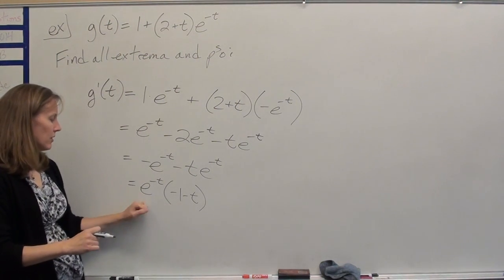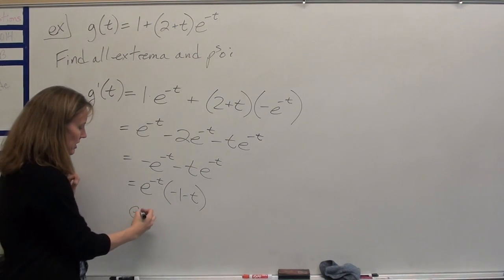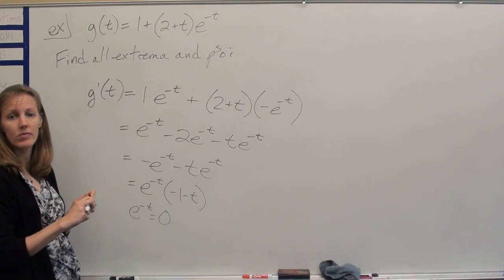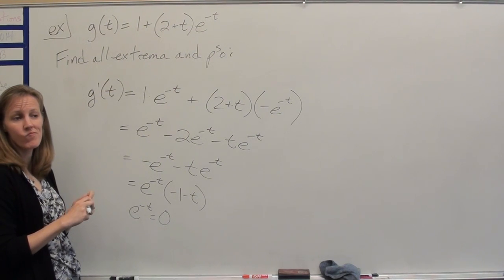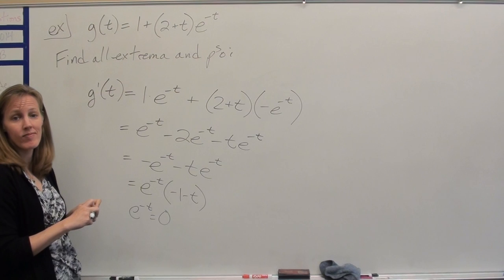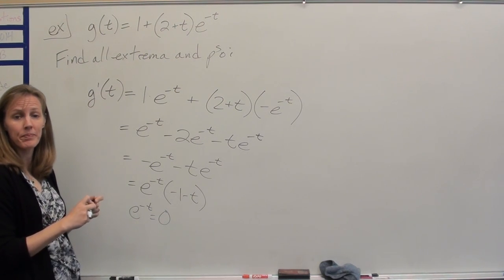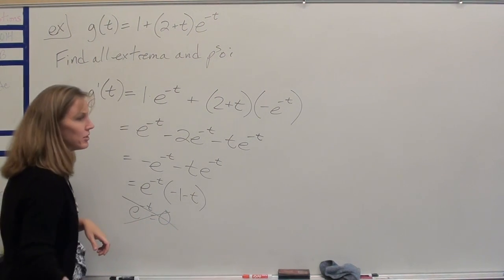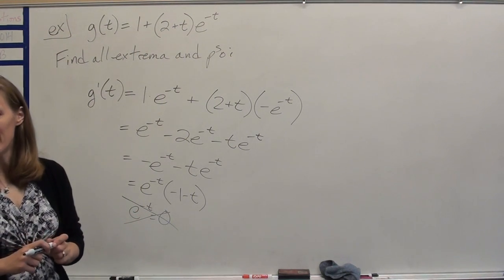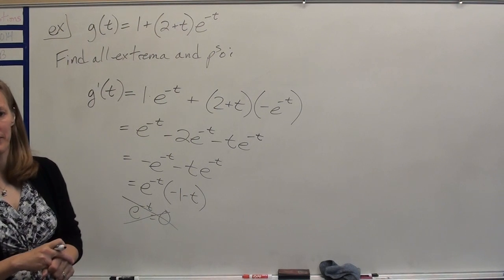Alright, so for this, let's set each term equal to 0. So we get e to the negative t equals 0. When is that true? We can take natural logs. What's the natural log of 0? It never happens. This is never true. E to the negative t is never 0 because e to any power in the whole world is always positive. It's never 0, it's never negative.